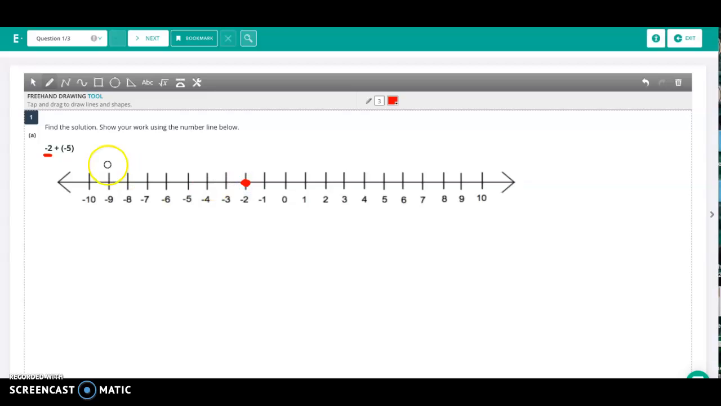And now I'm adding a negative. So when you're adding a negative, you're going to go to the left on the number line. So I'm adding more numbers that are less than 0. So I'm going to the left so that my number is smaller than -2.